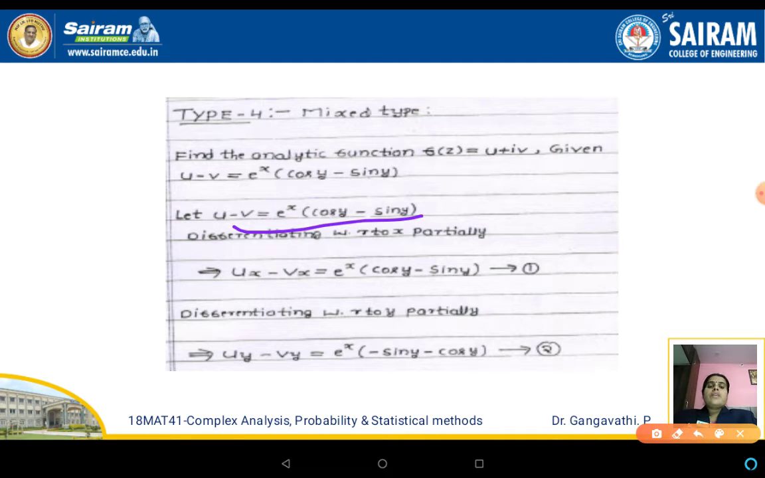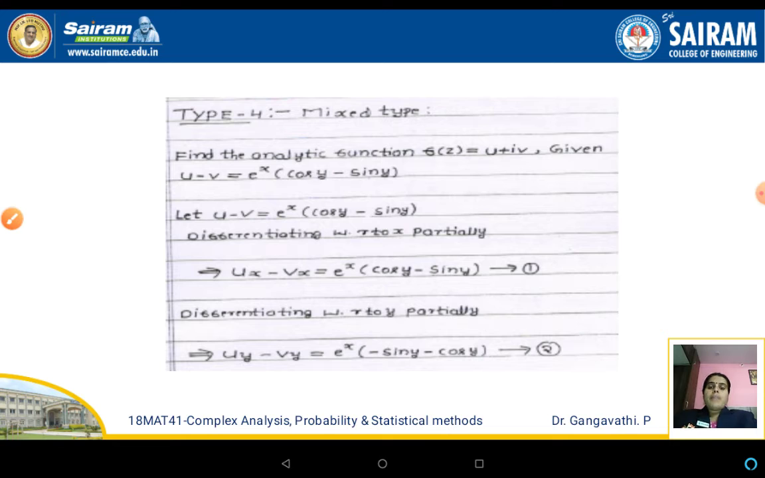So differentiate this equation with respect to x and y. When we differentiate with respect to x, we get ux minus vx is equal to e to the power of x into cos y minus sin y, where y is a constant, keep it as it is, and differentiation of e power x is e power x itself. Call this equation 1. Similarly, differentiating u minus v partially with respect to y, you get uy minus vy is equal to e power x into minus sin y minus cos y, and call this equation 2.